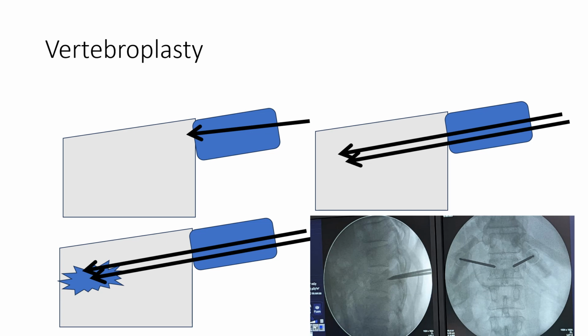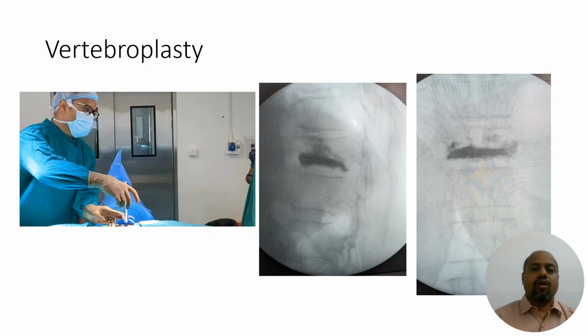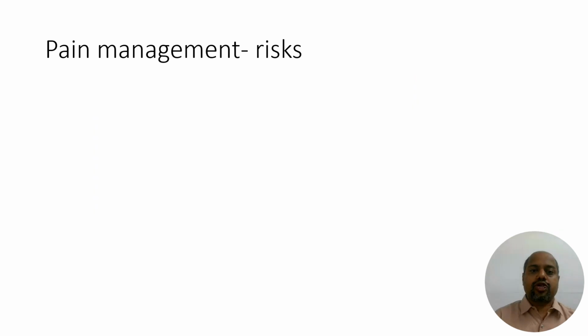These are the X-rays which show that you have crossed the pedicle and reached the medial end of the pedicle on AP. Here you can see that I am pushing the cement, looking at the X-ray continuously, and on the final X-ray you can see that the cement has been pushed around. This is about 4 to 5 ml of cement which I pushed, and this gave very good pain relief to the patient.